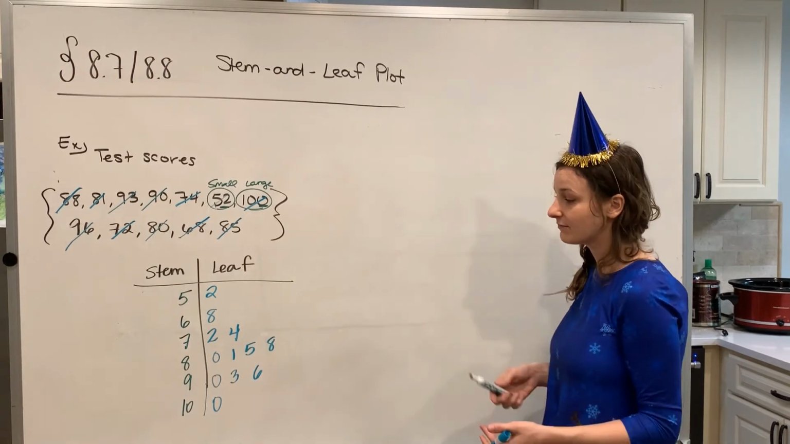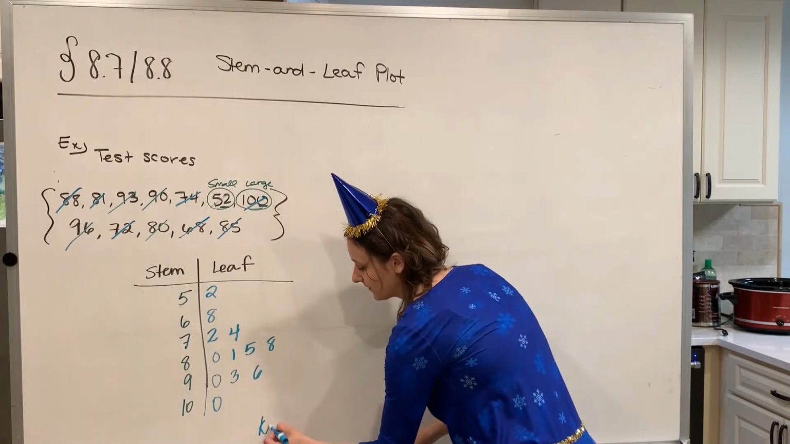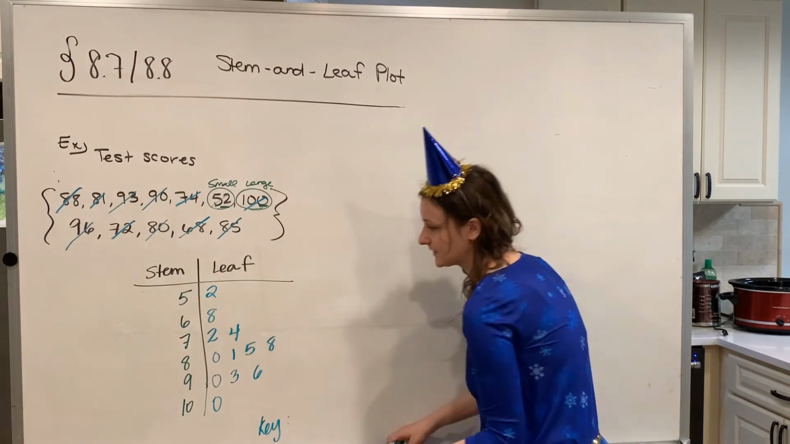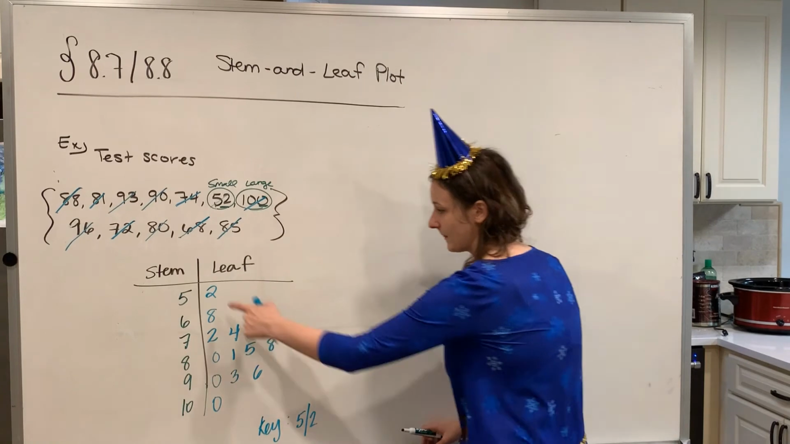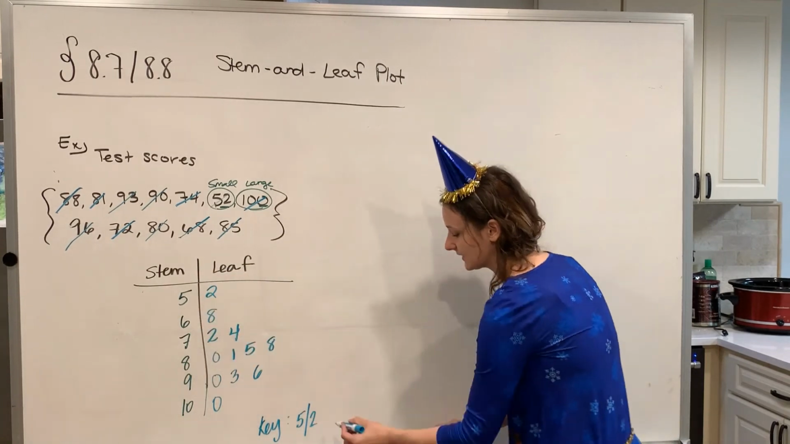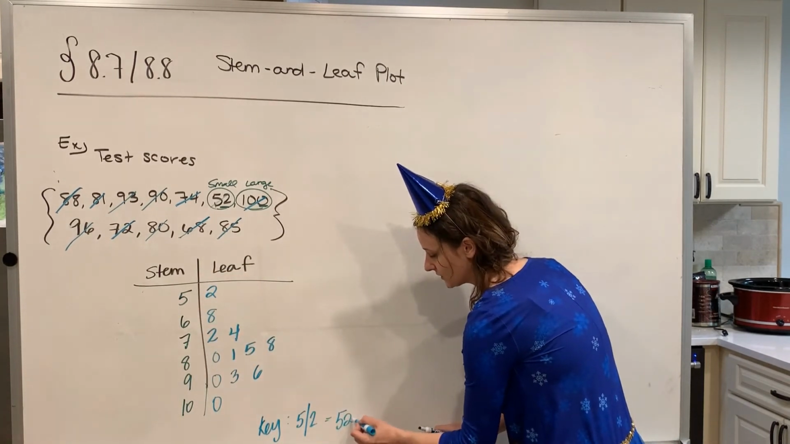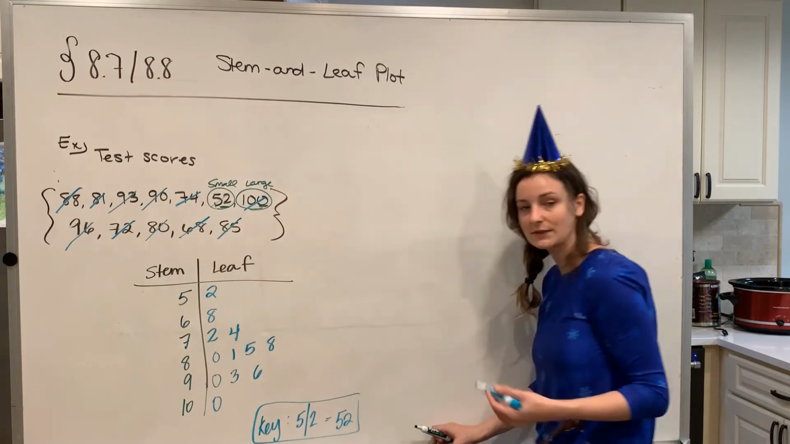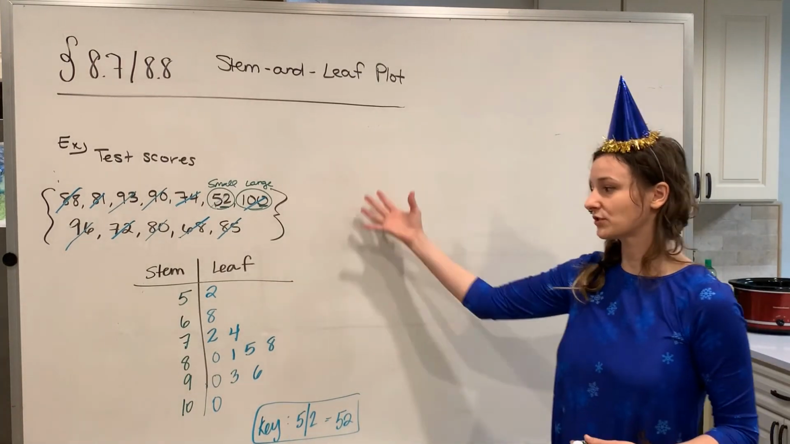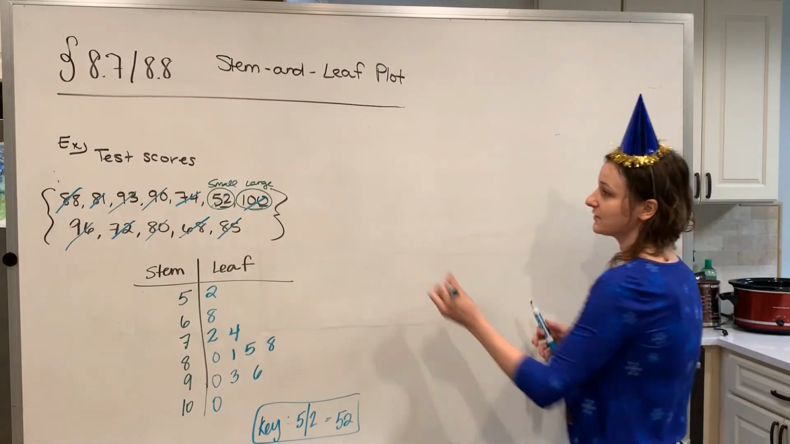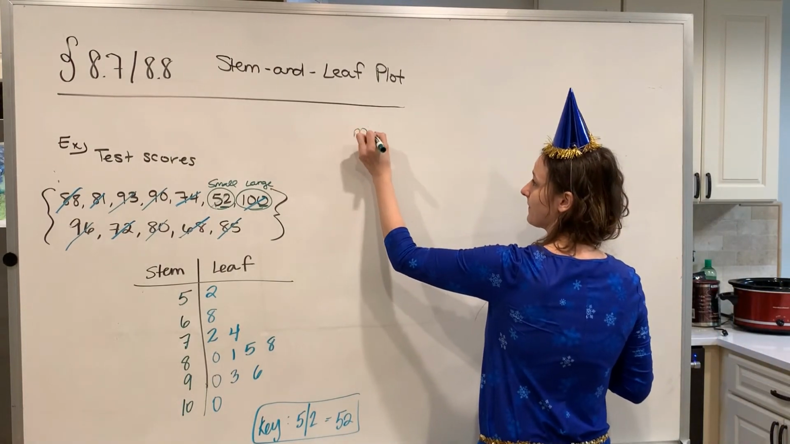Okay? Your stem and leaf plot should also contain a key. And the key is going to tell you how to read the stem and leaf plot. So you could just use your first one. So 5 as the stem and 2 as the leaf is going to equal 52. That key tells you how to read the stem and leaf plot. From here, we can now find some measures of center.